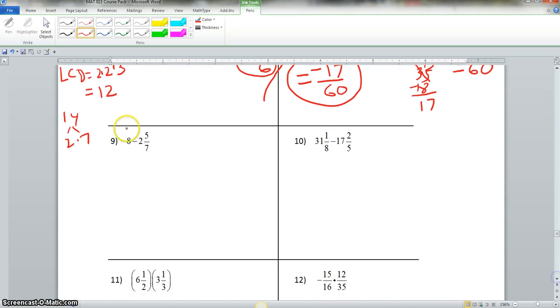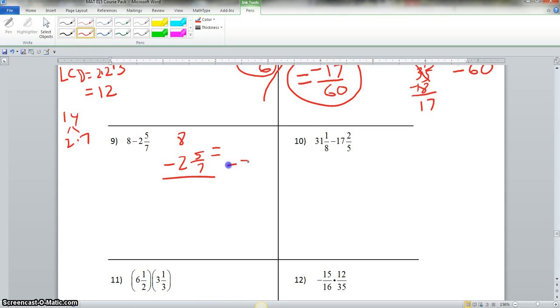Now we come here to number 9. Now, if you're ever subtracting mixed numbers, this is the perfect situation here. Now watch what happens. First, we're going to line this up vertically. So we have 8 minus 2 and 5/7. This 8 does not have a fraction, and since this bottom fraction is larger than no fraction at all, we have to borrow one from this 8. So watch what happens here.